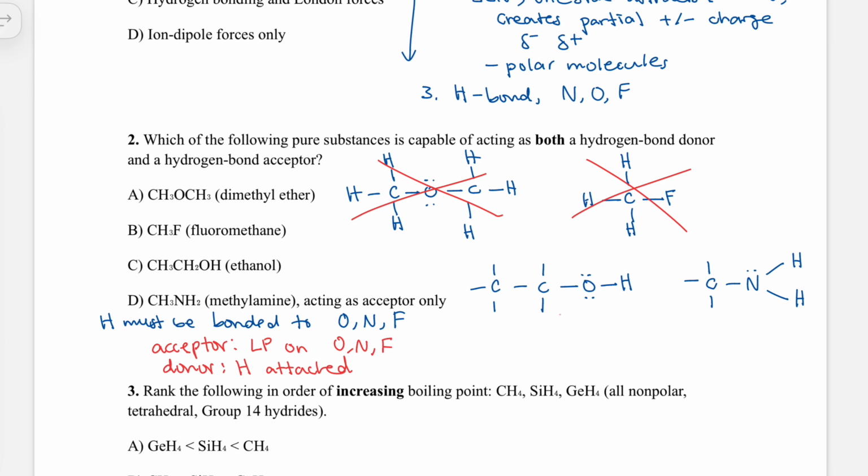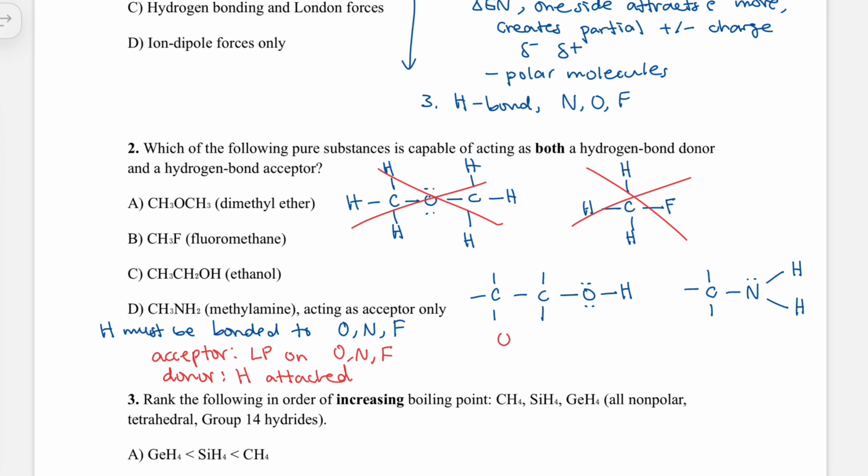So basically, in this case, we have the O being the acceptor because it's going to accept a hydrogen, and then the H is the donor. And with this example, the N is the acceptor, and then we have H as a donor again. So this one acts as both an acceptor and a donor, which is correct. So we can say that it's C.